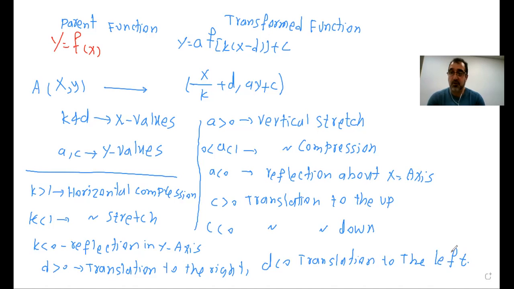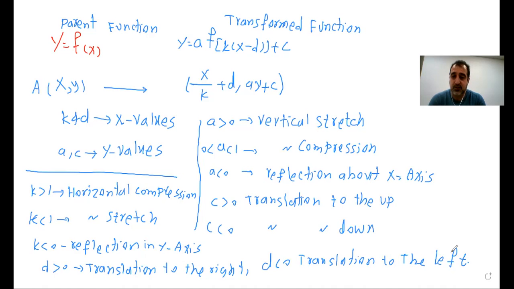I'm going to have a short review on this because that's the core of this concept. Two functions: y equals f(x) as a parent function and y equals a f(k(x minus d)) plus c as a transformed function. Any point x, y on y equals f(x) will change to x over k plus d, a y plus c. A greater than 1, vertical stretch. A between 0 and 1, vertical compression. A less than 0, reflection about the x-axis. C greater than 0, translation up.